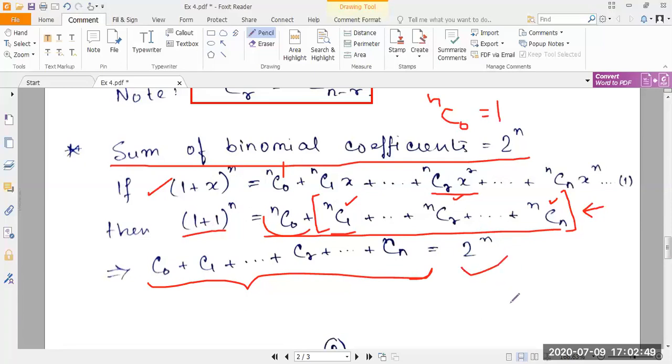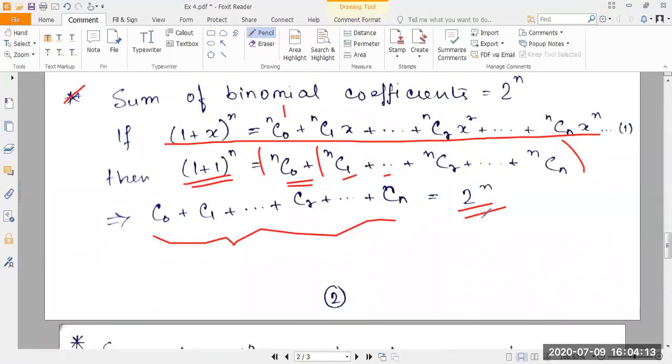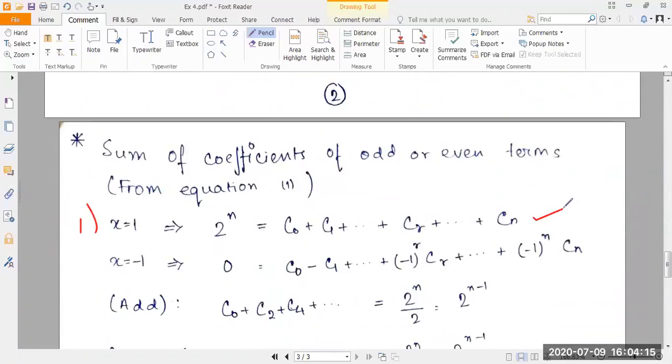Which is essentially 2. We replaced x with 1 and we had (1 + 1)^n = nC0 + nC1 + ... + nCr + ... + nCn. And that is how we received C0 + C1 + ... + Cr + ... + Cn = 2^n. That is essentially what I wrote in the first step.